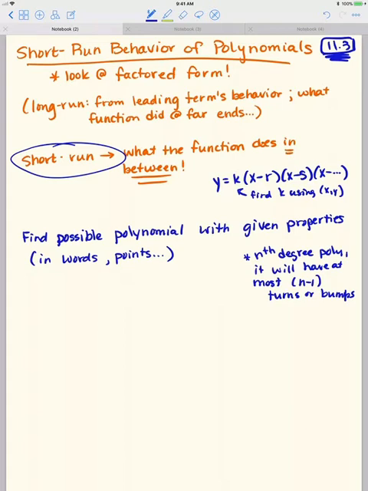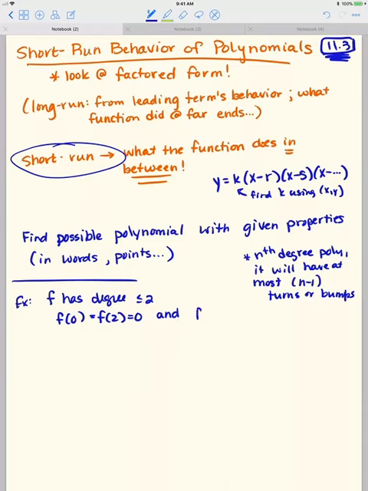So for the first one, we'll look to find a function f that has a degree less than or equal to 2. So it could be degree 0, which is a constant, degree 1, which is a line, or degree 2, which is a quadratic. You're also told that f of 0 equals f of 2, and that equals 0. And you're also told that f of 3 equals 3.